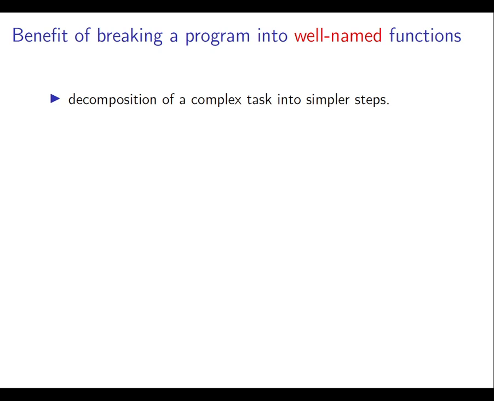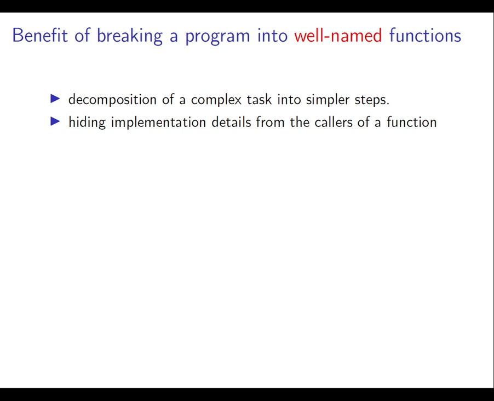So what did we do there, and why was it beneficial? There are a number of different benefits to breaking down a program into functions, and in order to realise these benefits it's important that you give your functions good names, and by a good name we mean a name that actually accurately describes what the function is going to do with its arguments. This helps you to keep your thoughts straight. It helps you to do the decomposition of a complex programming task into simpler steps. It helps to hide the implementation details from the callers of a function.